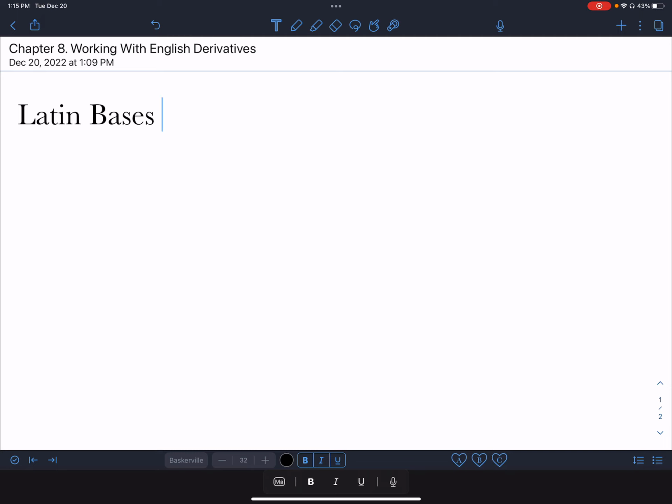So, Latin bases translate into English verbs. It is no secret that Latin and English are indeed highly related. A lot of English vocabulary comes straight from Latin. If you've taken Miss Scoville's class, you would know this because she does go over things like this.